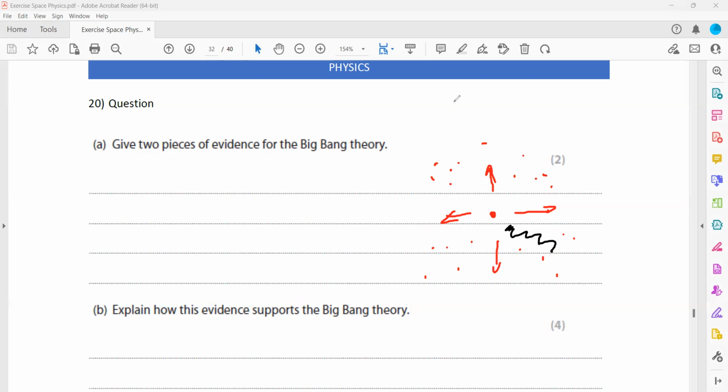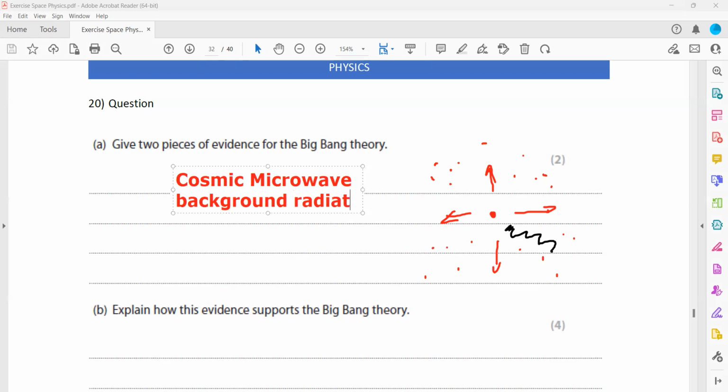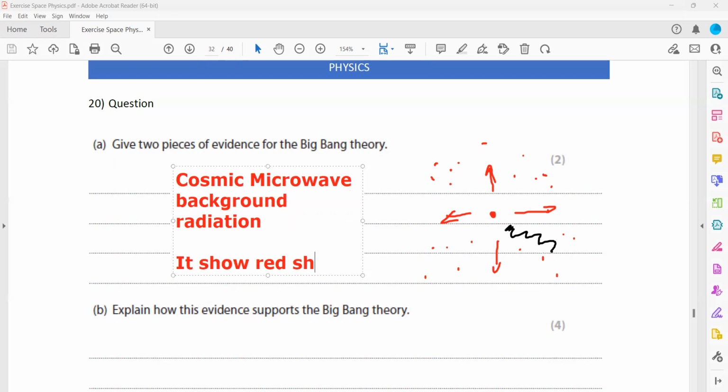So give two pieces of evidence of the Big Bang theory. Number one, the first evidence is the cosmic background radiation, or cosmic microwave background radiation, and it shows redshift.